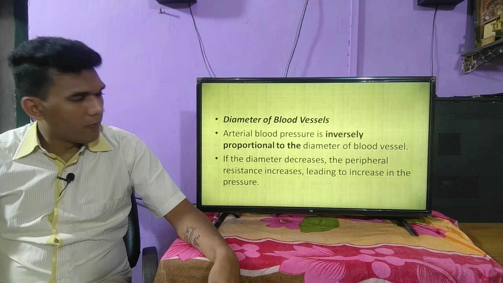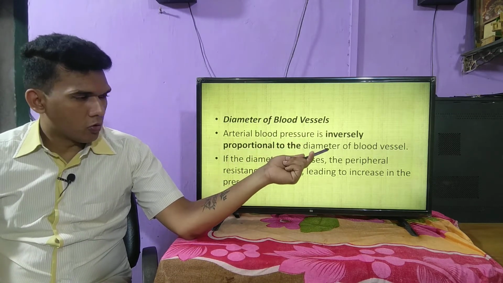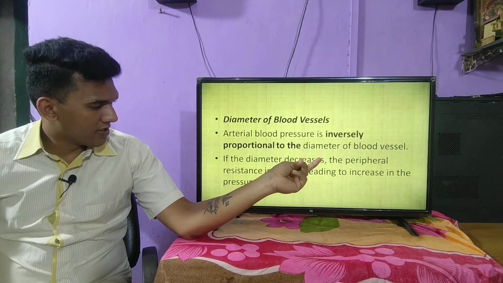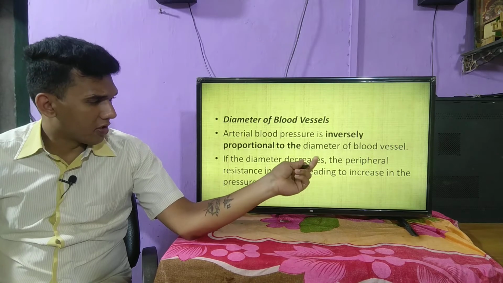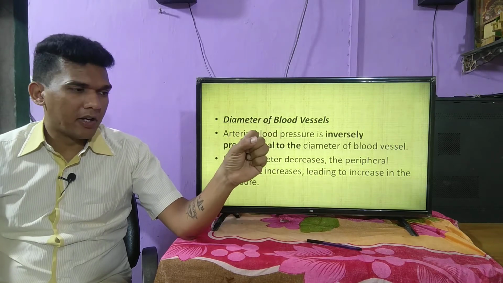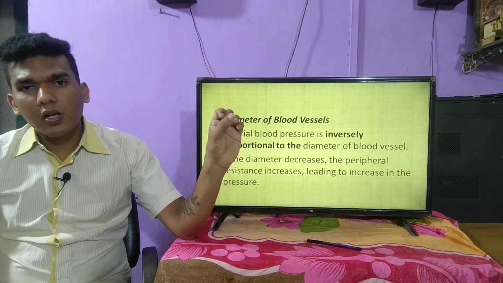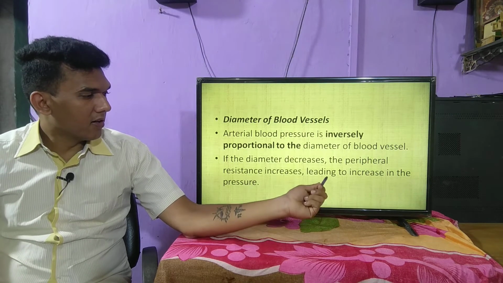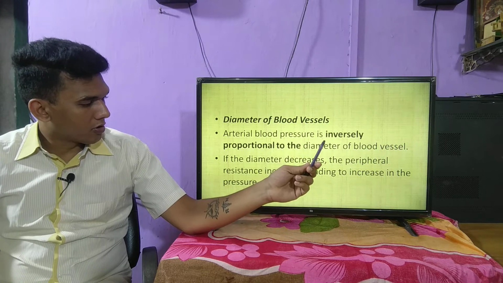Next is the diameter of the blood vessel. Arterial blood pressure is inversely proportional to the diameter of the blood vessel. When there is a decrease in the diameter, meaning the artery is getting smaller and smaller, the resistance will increase and there will be more peripheral resistance, leading to an increase in the blood pressure. So it is inversely proportional.